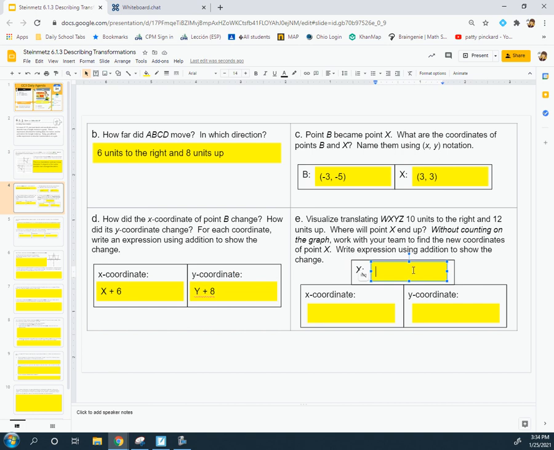So then it says, visualize translating WXYZ 10 units to the right and 12 units up. Where will the point X end up? Without counting on the graph, work with your team to find the new coordinates of point X. So point X is at 3, 3. If it goes 10 units to the right, it's going to be at 13 because 3 plus 10, and it's going to be at 15 because 3 plus 12. So the x coordinate is x plus 10. The y coordinate is y plus 12.